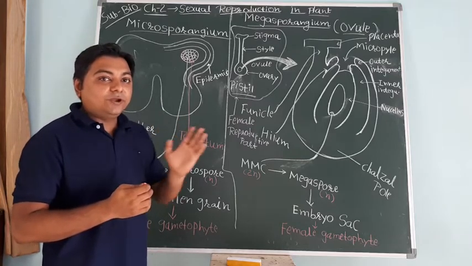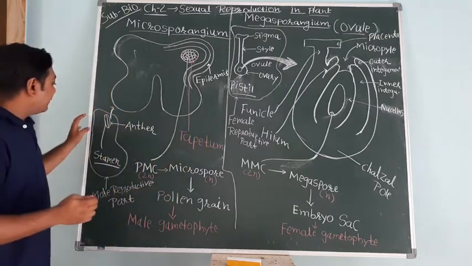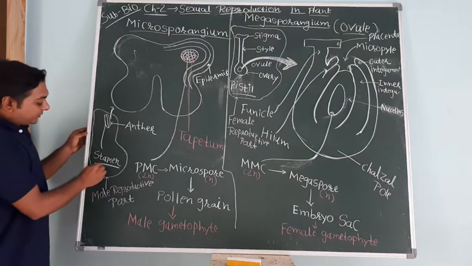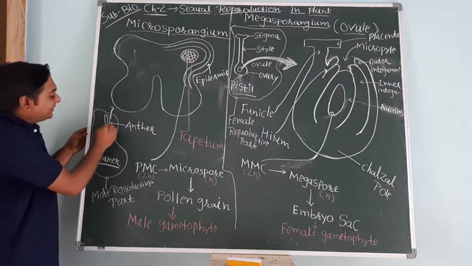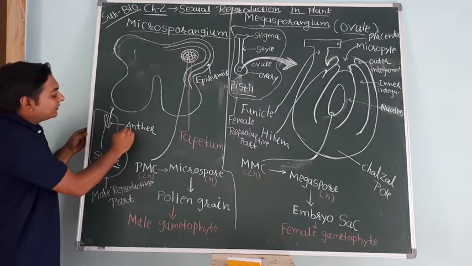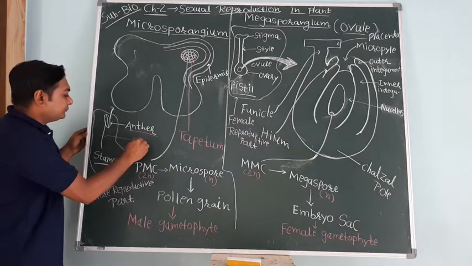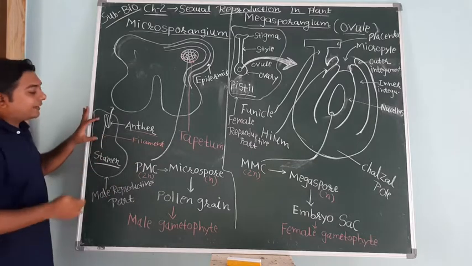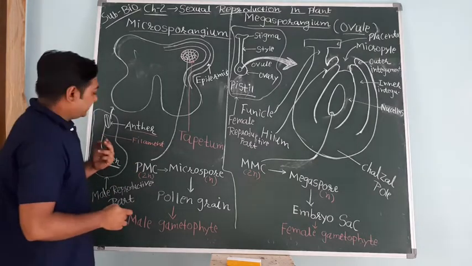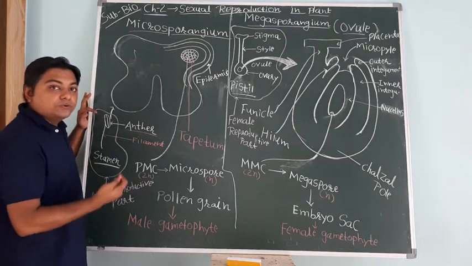Okay, so already we know about the male part, the stamen. Now what are the parts of the stamen? This is the stamen, a male reproductive part, and it has two parts. One is the anther, this part, and this is the filament. The filament helps the stamen to attach to the flower. Basically, the anther helps to produce the gametes.